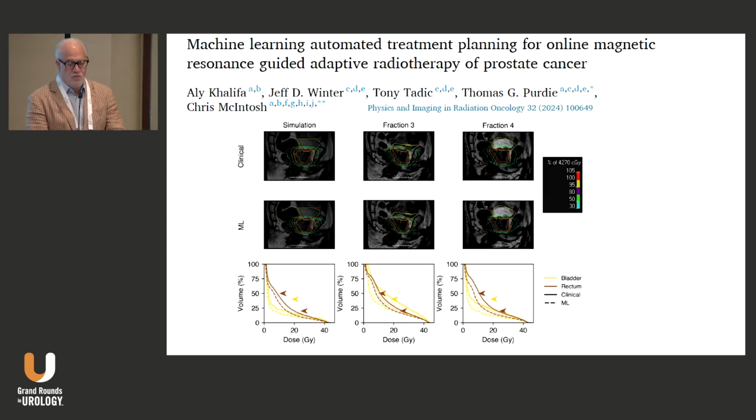This is a more recent article, Machine Learning Automated Treatment Planning for Online MR Guided Adaptive Radiotherapy. Again, it's all about looking at the accumulation of normal tissue doses and dose to the tumor and making adjustments. What you see thrown around is deformation of volumes, deformation of dose, changing the shape of dose as you go on. In this particular study you can reduce bladder and rectal dose while keeping the clinical target volume at the same dose.